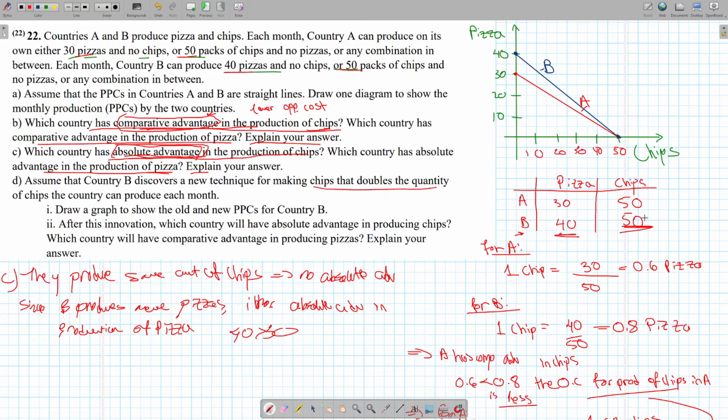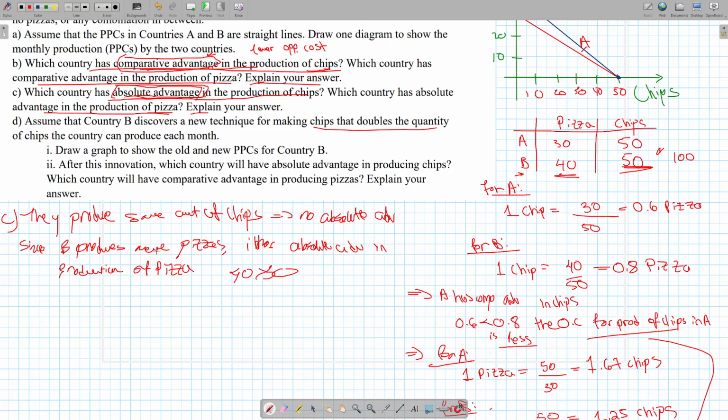So now for country B, instead of 50, how many do we have? We have 100 chips, okay? So add that to your small table or whatever. Or write a note, so the person correcting knows what's happening. So draw a graph to show the old and new PPC for country B. So I'll put part D. This is how the graph will look.